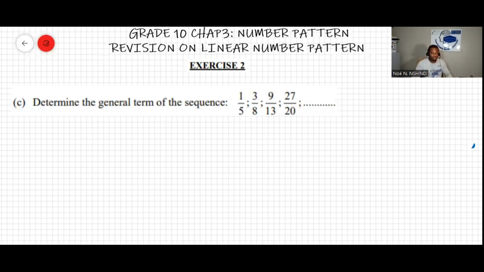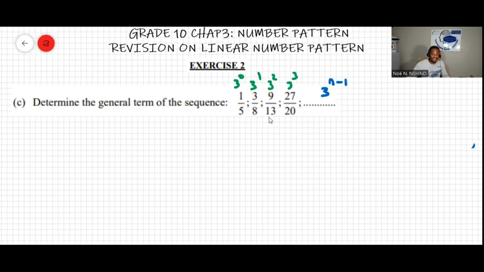Well, now we're going to do question C. The question says determine the general term of the sequence that we have here. Now, by looking at the sequence, we can see that these terms are powers of 3. This is 3 to the power of 2, this is 3 to the power of 1, 3 to the power of 2, 3 to the power of 3, and this must be 3 to the power of 0. So definitely the numerator here is 3 to the power of what? N minus 1. I say N minus 1 because we started with 0 there.